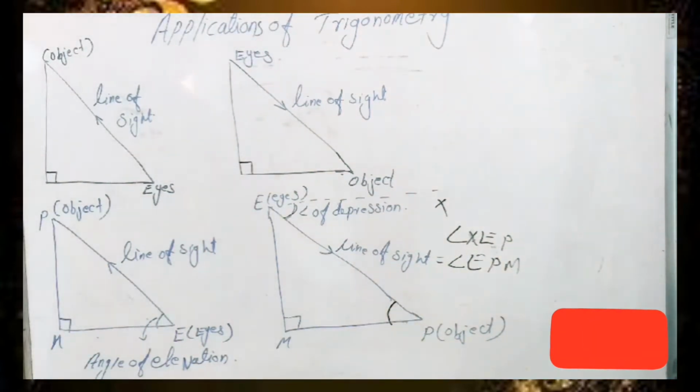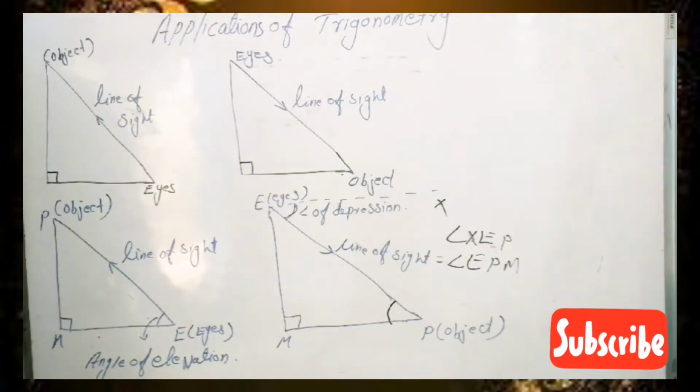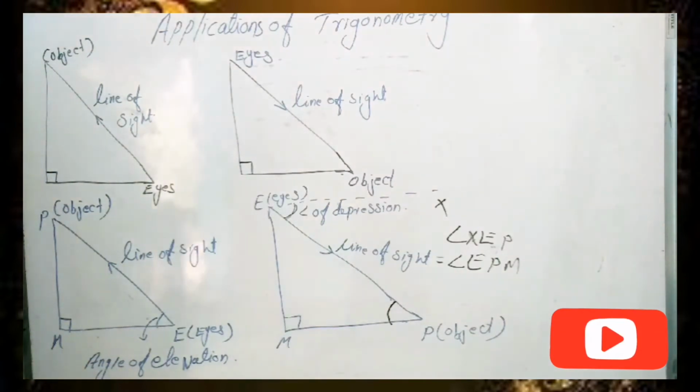So, angle of elevation and angle of depression: if the object lies above eye level, we will have angle of elevation, and if the object lies below eye level, we will have angle of depression.